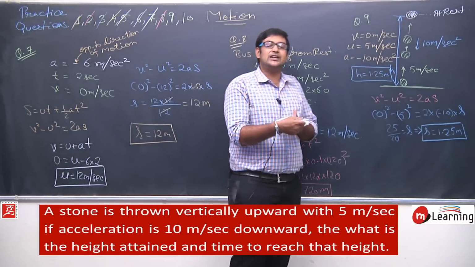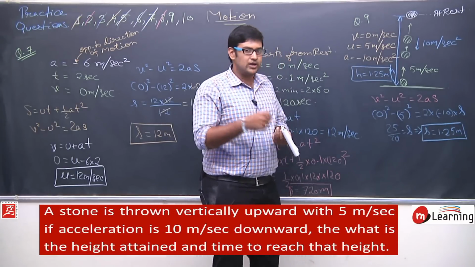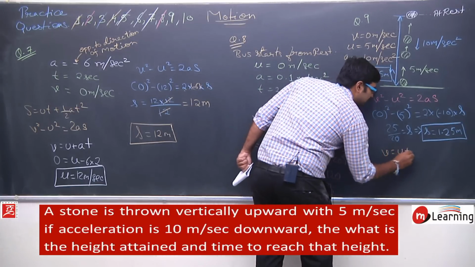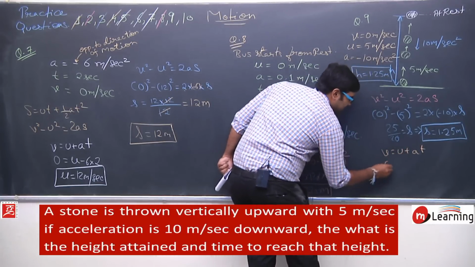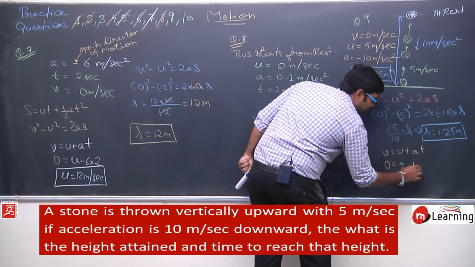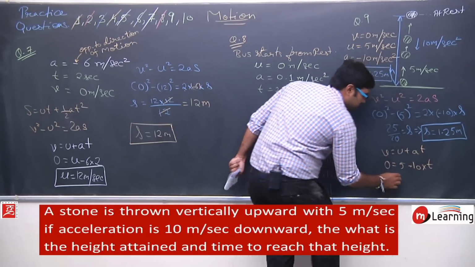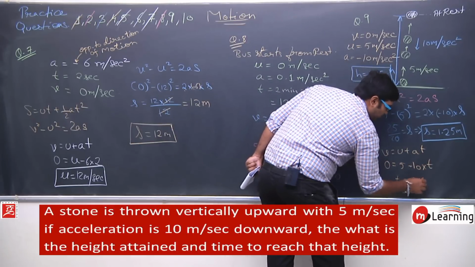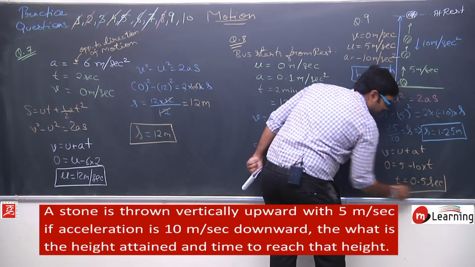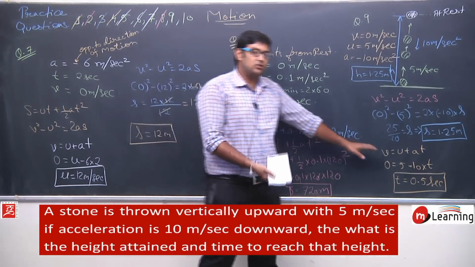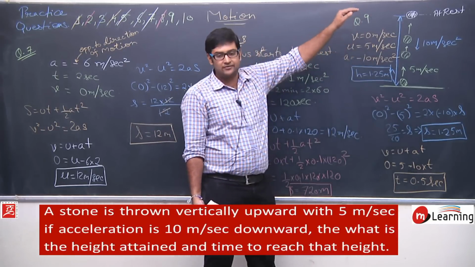Now, what other thing do we have to calculate? How much time will it take to reach there? To calculate time, we can use V is equal to U plus AT. V is 0, U is 5, minus 10, and then into T. So T is equal to 5 upon 10, that is 0.5 seconds. So the stone will come to rest after 0.5 seconds.